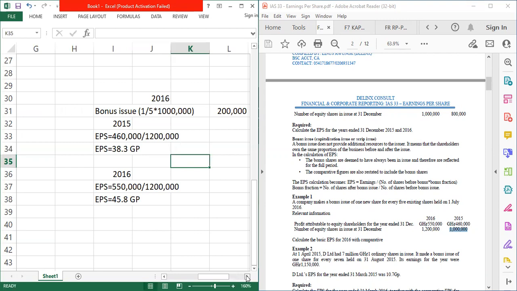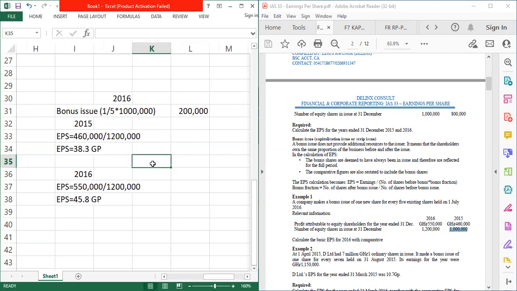$1,200,000, isn't it? Yes. Okay. Another way of bringing the earnings per share for 2015 to 38.3 is by multiplying the actual earnings per share calculated for 2015 by the reciprocal of the bonus issue fraction. The bonus issue fraction was 6/5. If you reciprocate it, it will be 5/6, isn't it?